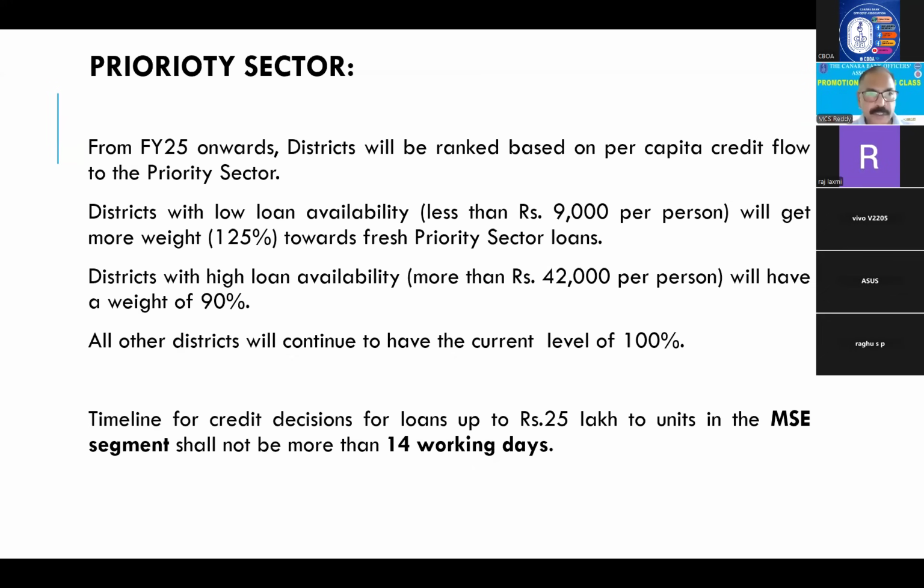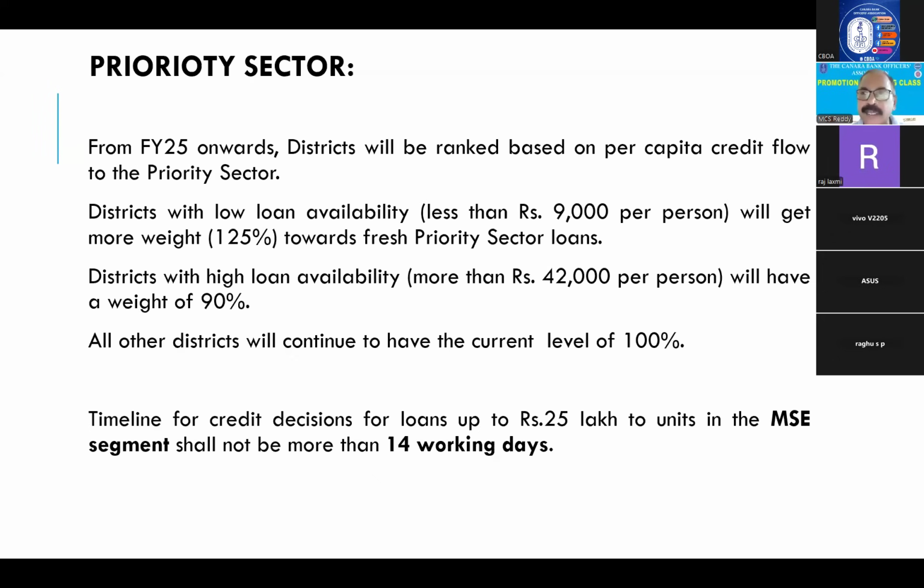Example, I will tell you. This year, we have added, suppose, 1,000 crores under priority sector. Only as an example we will take. Out of 1,000 crores, 100 crores we have given in a low availability area where per person priority sector loan is less than 9,000. That is called low loan availability. So there we have given 100 crores. And high loan availability means where we have given more than 42,000 per person in priority sector loan.